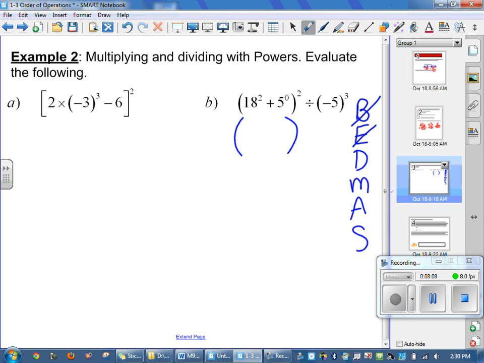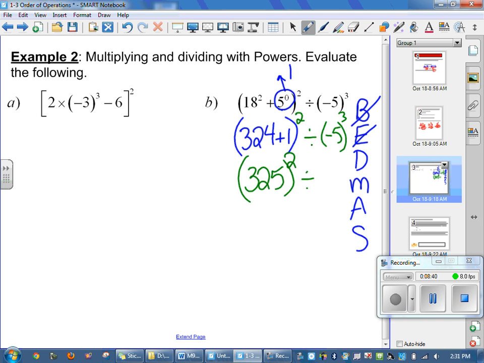324, good. Now what does 5 exponent 0 give me? 1. Remember, anything that's exponent 0 gives you a 1. So now I've got plus 1. Then I rewrite the rest of the question. That becomes squared, dividing by my -5 cubed. I still have brackets, so I need to solve inside there. So I'm going to take 324 and add the 1 to give me 325, all squared, then divide by my -5 cubed.